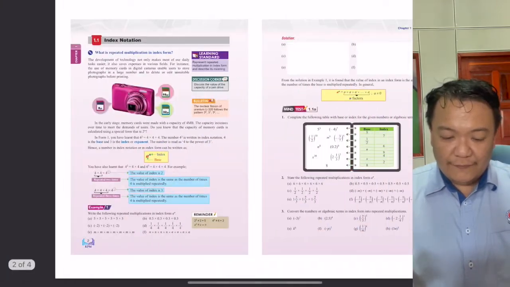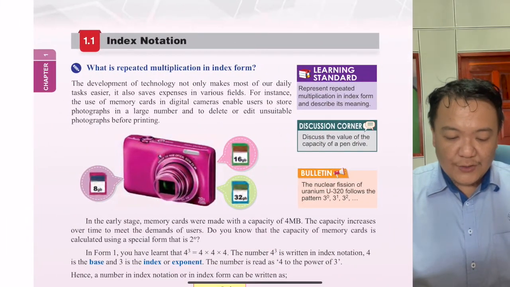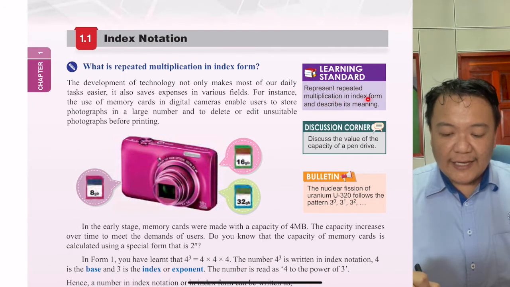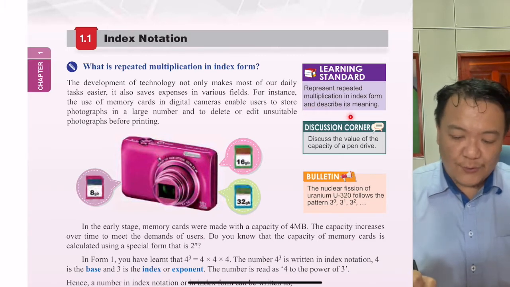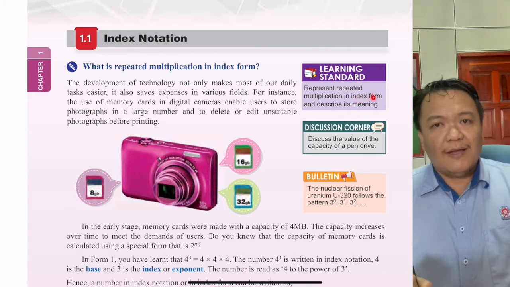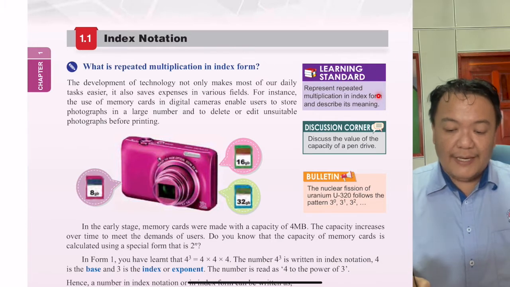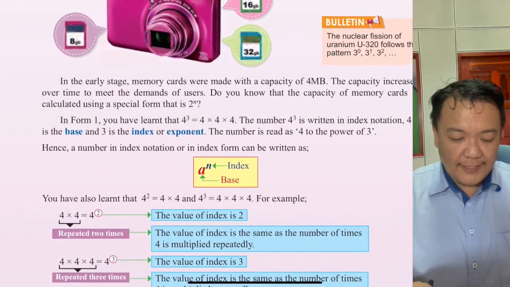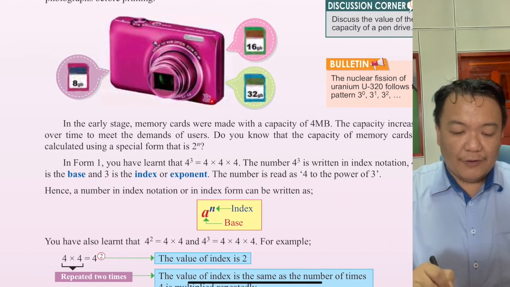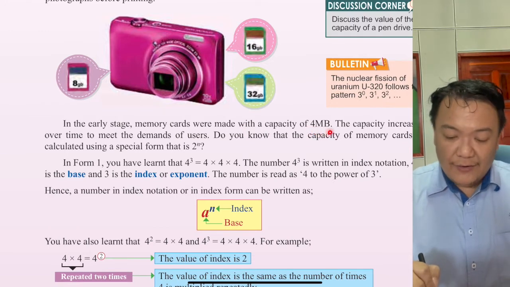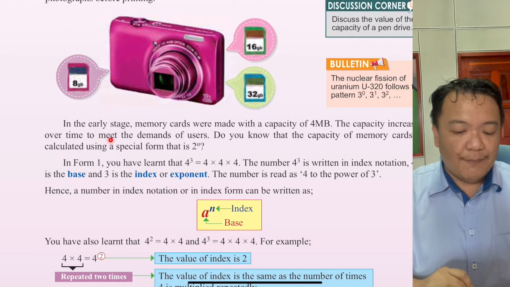The first learning standard for this topic is to represent repeated multiplication in index form and describe its meaning. Di sini kita nak tahu what is actually index form, and macam mana kita nak describe the meaning of index form. Cuba tengok the first one. Kita ada gambar digital camera. In the early stage, memory cards were made with a capacity of 4 megabytes. The capacity increases over time to meet the demand of users.